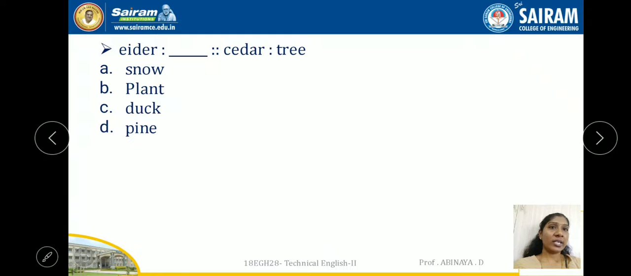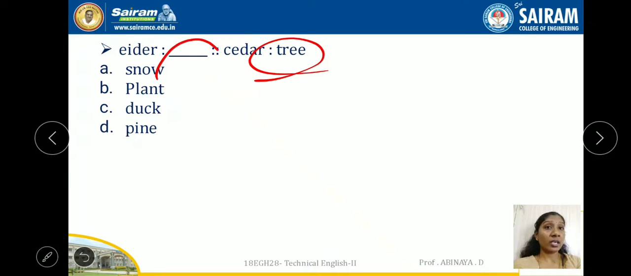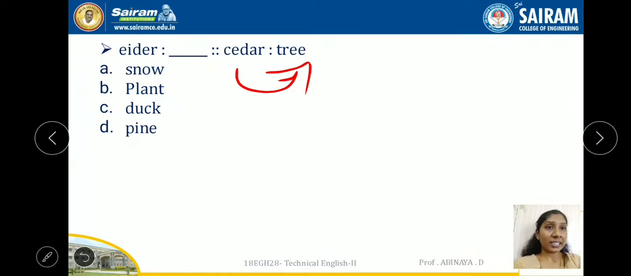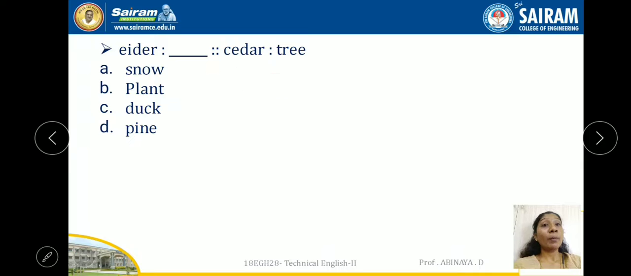Eider, dash, cedar, tree. Okay, so tree obviously here is a common noun. So here one more noun should come there. A noun, a common noun. Here also one more common noun will come. So let us see the relationship between these two. Cedar is a type of tree. Okay, and already I told you it is a noun. A noun has to come here. Okay, a common noun will come here.